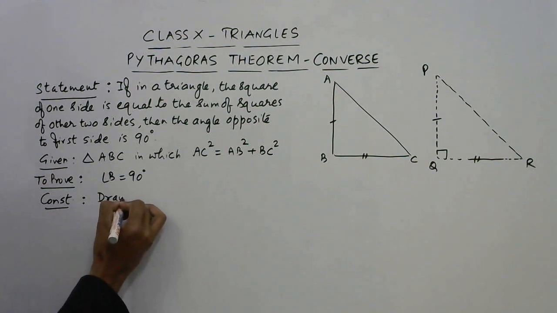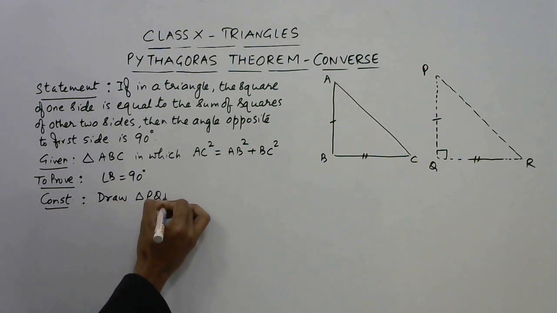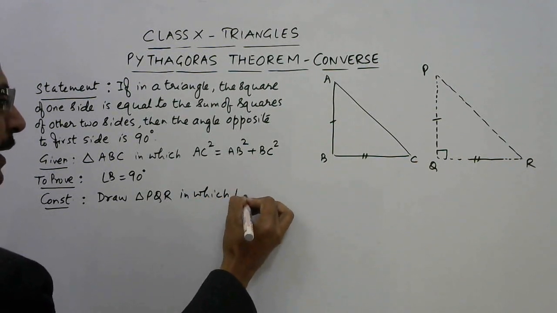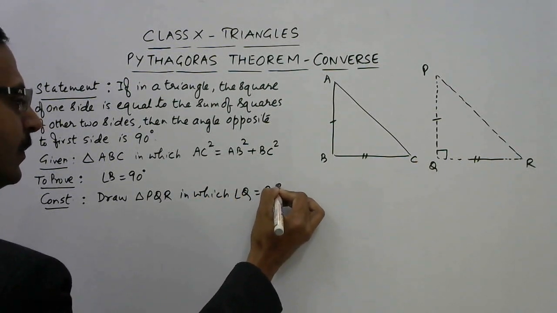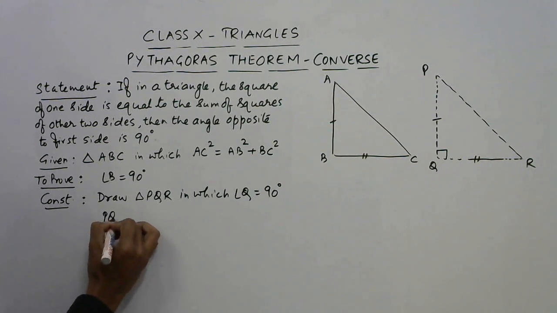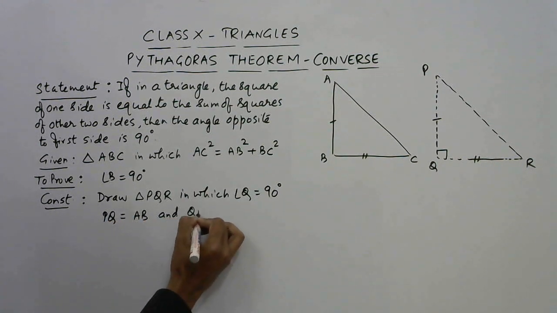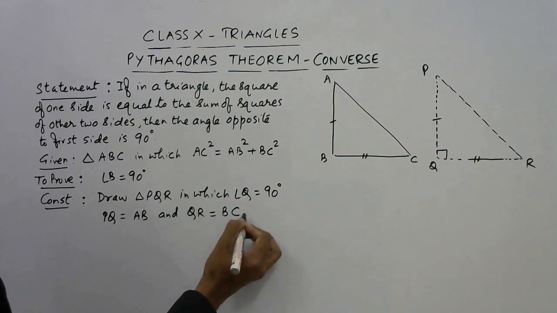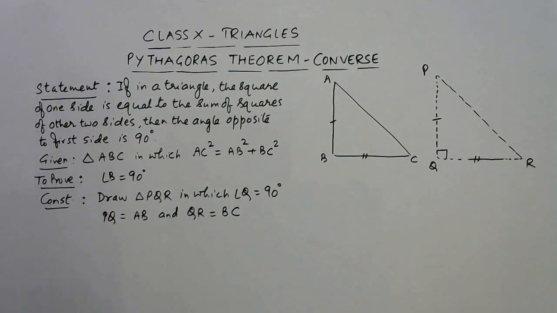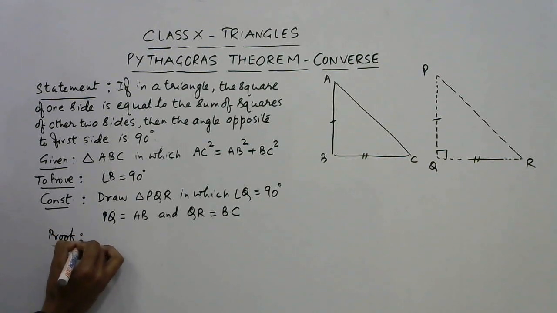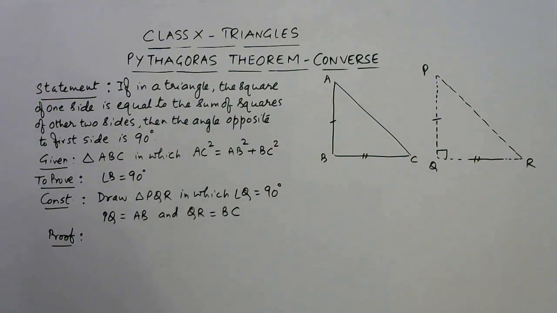So I'll write this here. Draw triangle PQR in which angle Q is 90 degrees, PQ is drawn equal to AB, and QR is drawn equal to BC. So this is the construction. Now let's see the proof of this theorem. We need to prove that this angle B is 90 degrees.